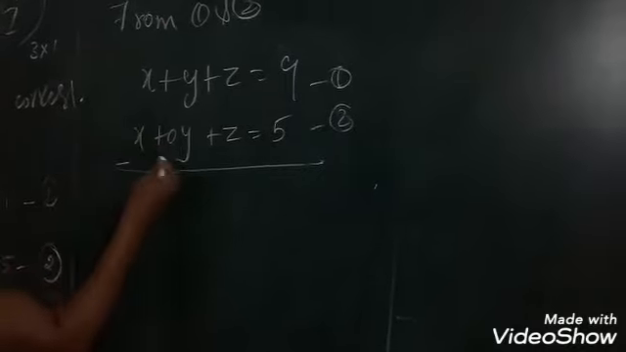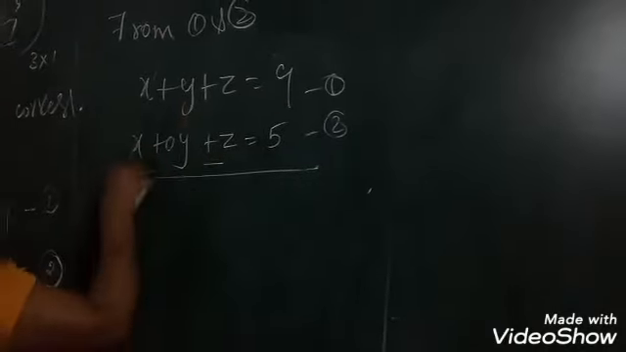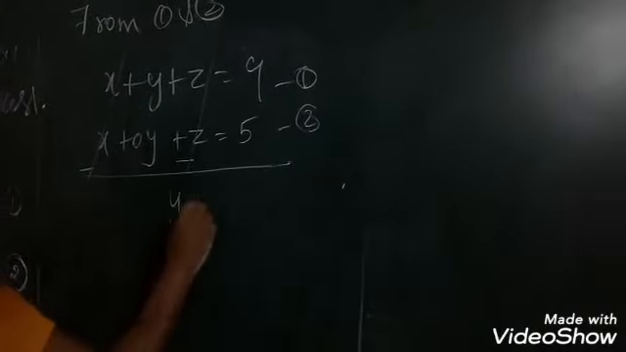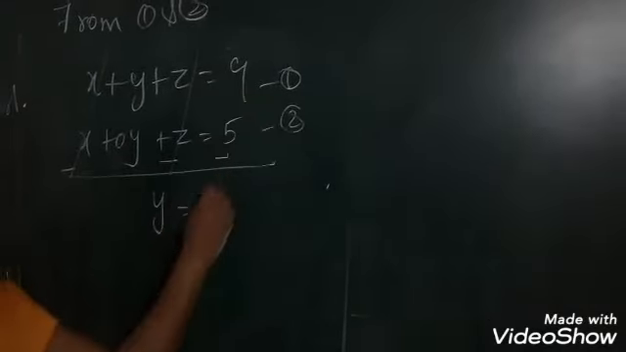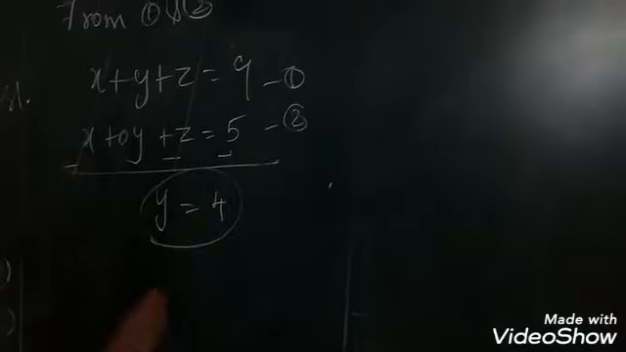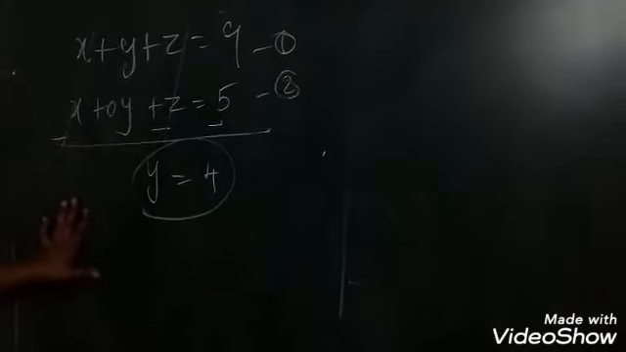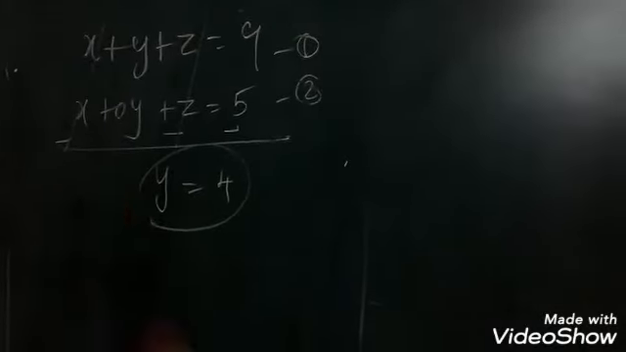Now I am going to eliminate. Directly I am eliminating x and z. So you will get y minus 0, y. Here also 9 minus 5, you get 4. Okay girls? It's an easy method, so I am using this method. So now y is equal to 4.